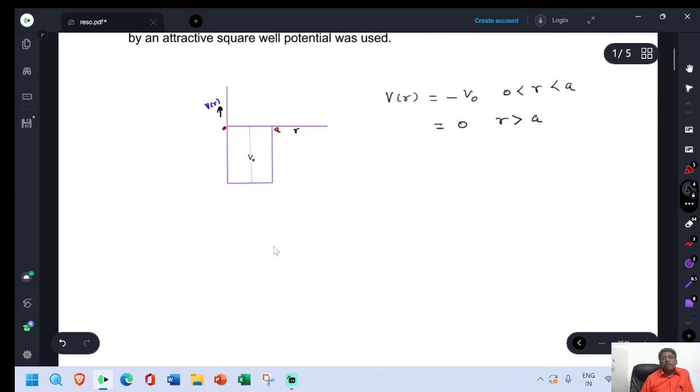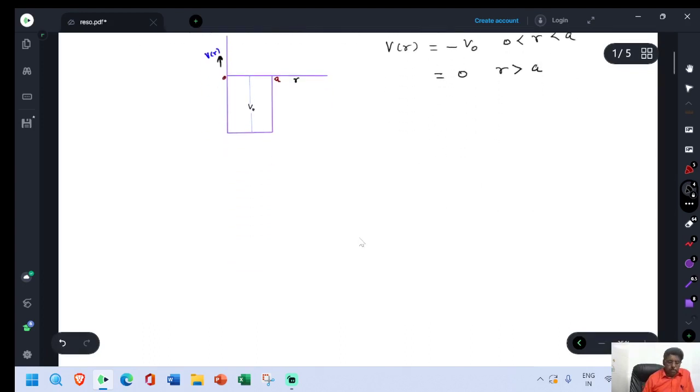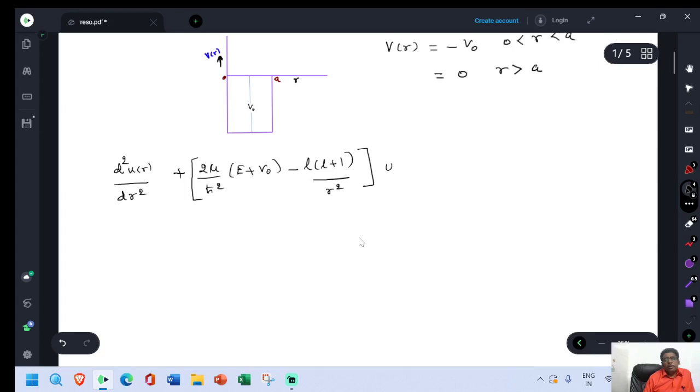The Schrodinger equation used to describe scattering by the square potential is d square u of r by dr square plus 2 mu by h cross square into E plus V0 minus l into l plus 1 by r square, and that is multiplied by u of r equal to 0. This is equation 1.